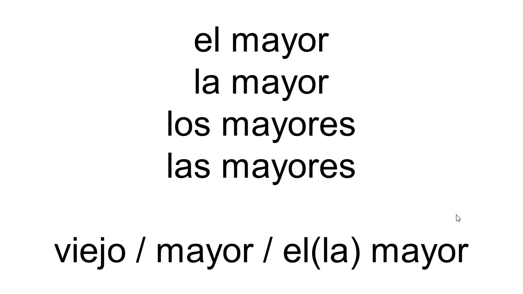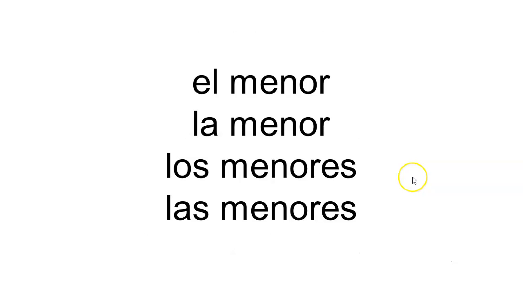For oldest, we start with viejo, then we go to mayor, and then el mayor for the range. So we have el mayor, la mayor, los mayores, or las mayores, meaning the oldest. And then for the youngest, we have el menor, la menor, los menores, las menores.